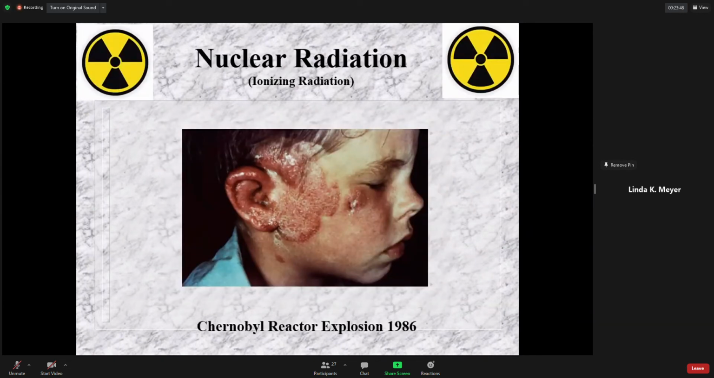Nuclear radiation, the ionizing radiation that's given off from those things, can be very detrimental. Many people died from this. You can see the radiation burns on this child. Many people develop certain cancers associated with nuclear radiation, such as leukemia and lymphomas. This also happened when Japan was bombed in World War II. So nuclear radiation is also harmful.